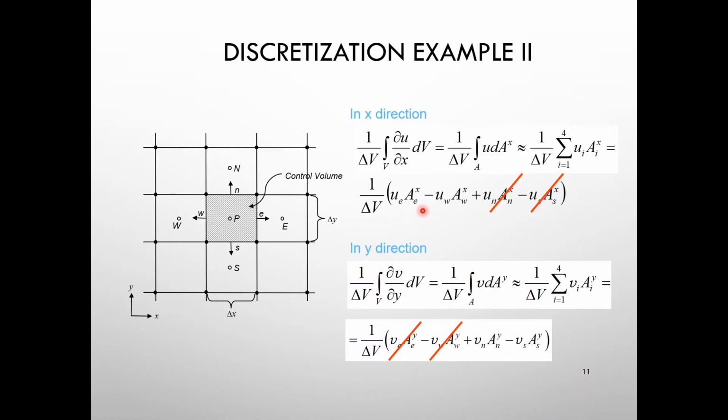So we take that it is going out to the east and coming in from the west. That's why we have positive and negative here. Meanwhile, for the north and south, we take them as zeros.